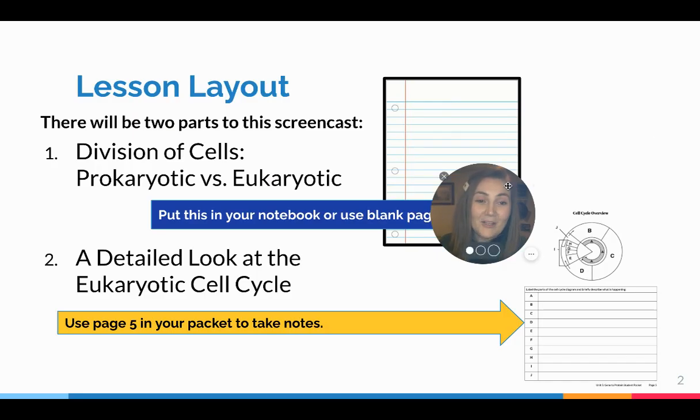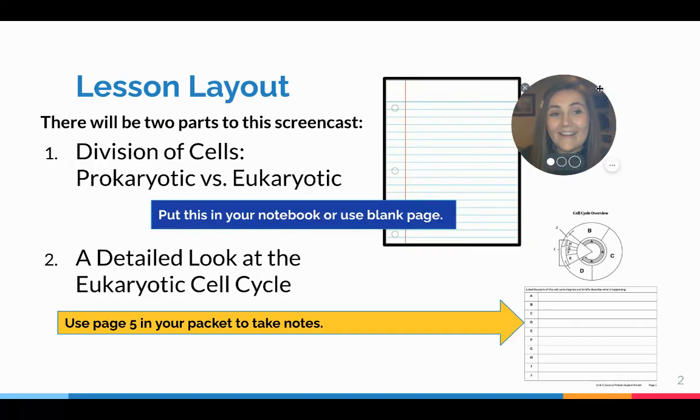This screencast is going to be a little long, so we're splitting it into two. The first part is going to focus on the division of cells, prokaryotic versus eukaryotic cells. And so for this, there really is no packet page. So instead, you're going to be using your notebook or a blank page found in your packet. Screencast number 2 will then focus on a more detailed look at the eukaryotic cell cycle. And so for that, you will use your packet page number 5.